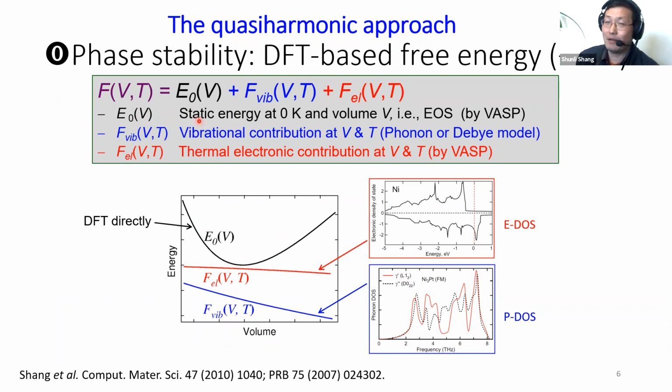One is what we call the static energy at 0K. It means without any vibrational contributions. They are a function of only the volume. We can use the DFT calculations. Here we can use VASP, use our DFT toolkit to do the predictions.